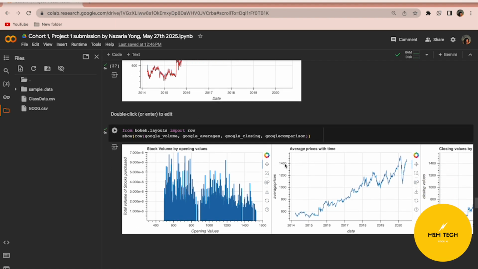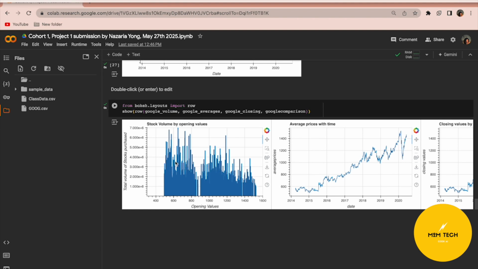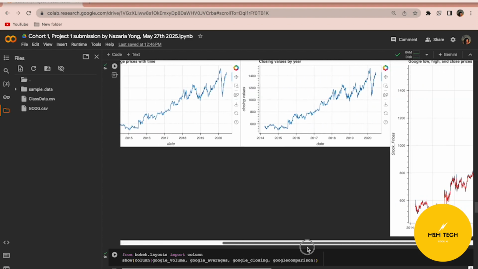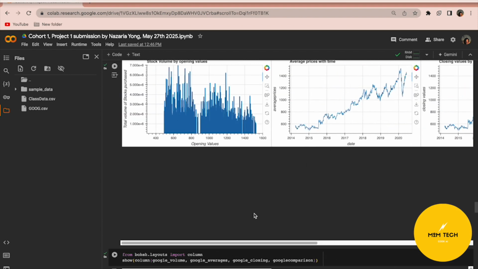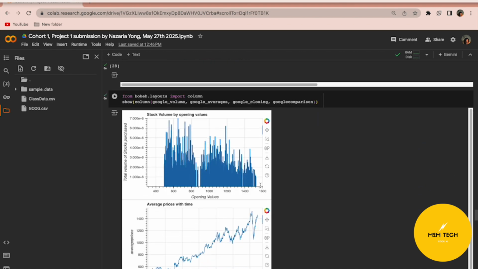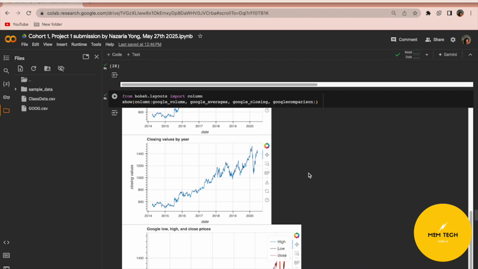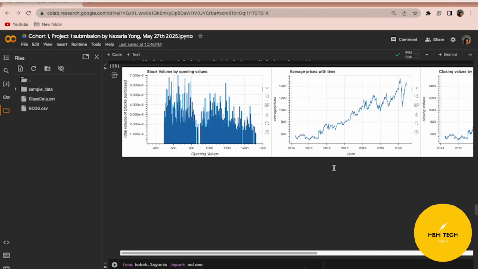In order to have a better visualization of all, I use the row function in Bokeh, and so I displayed all the graphs in a row. Let me just scroll to the right so you can see. And then I also use the column so I could view them in a column.